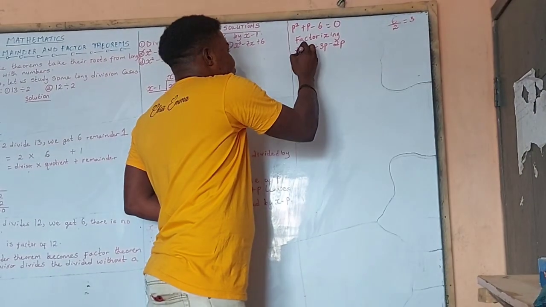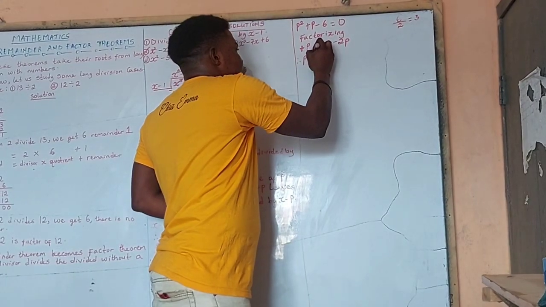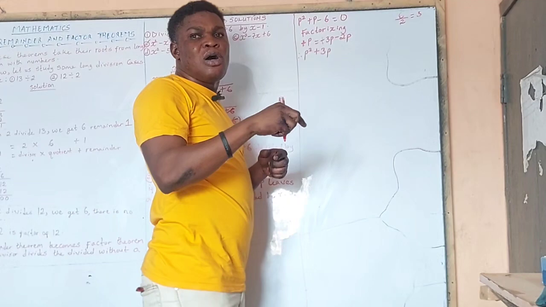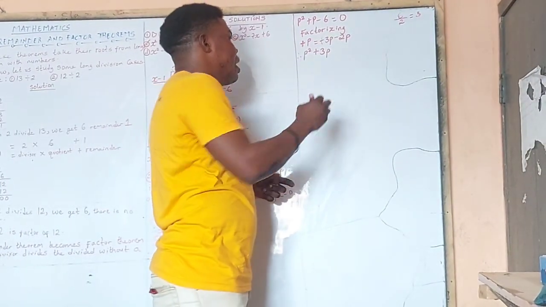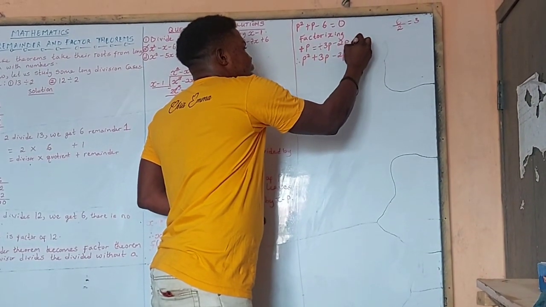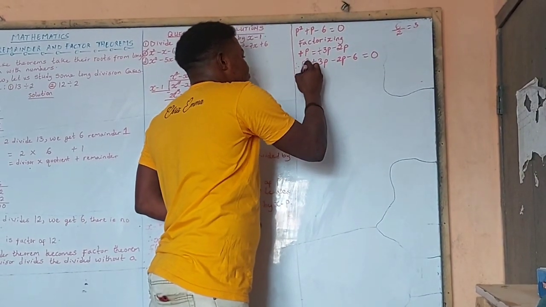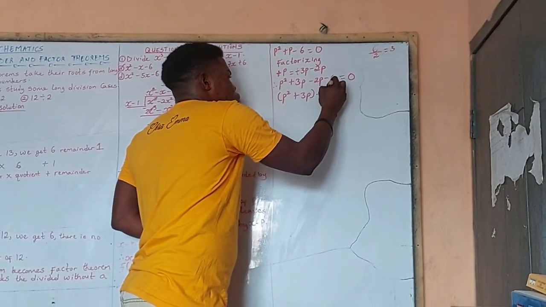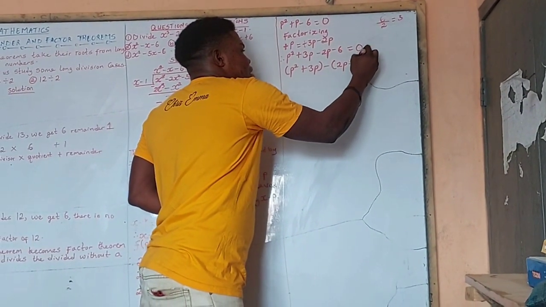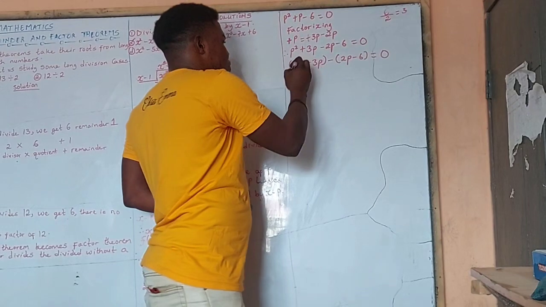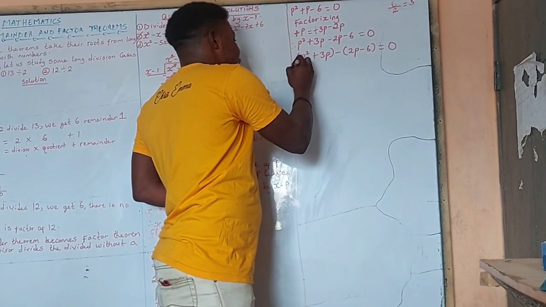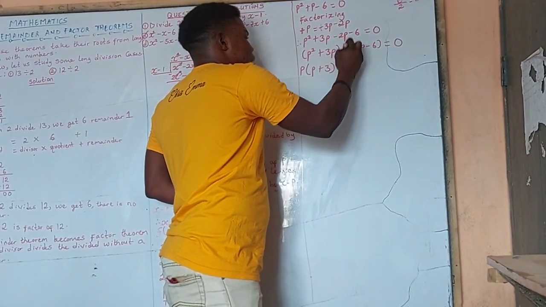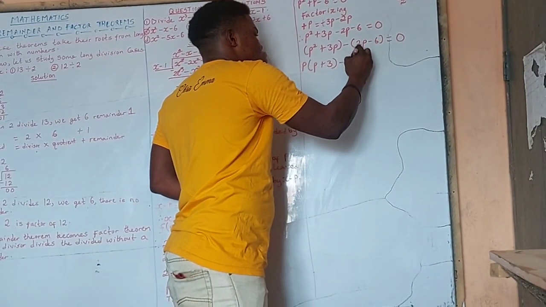So therefore here we are going to have p squared plus 3p. So we are inputting plus 3p minus 2p for our value of plus p now. Minus 2p minus 6 equals 0. From there, put them inside a bracket: p squared plus 3p, minus open bracket 2p plus 6, equals 0. So from there, bring out the common factor, which will be p into bracket p plus 3, minus the common factor, which will be 2 into bracket p.